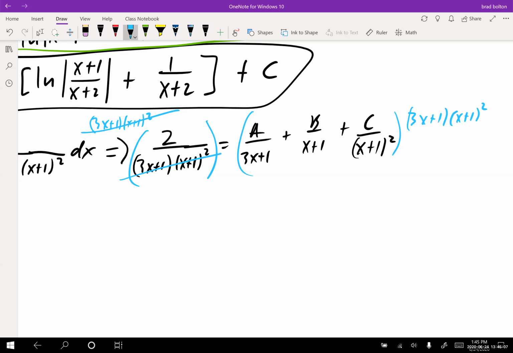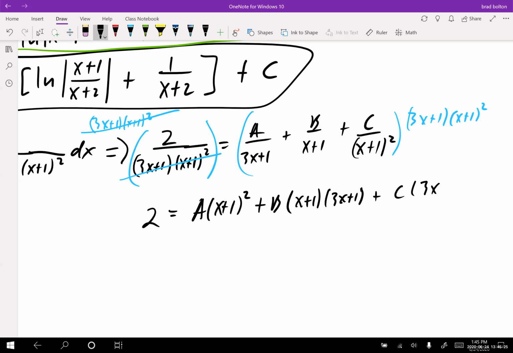Then we come over here, and this will cancel with this, just like it always does. This should be something you're getting comfortable seeing. This will become a times x plus 1 quantity squared, plus b times x plus 1 times 3x plus 1, plus c times 3x plus 1. So everything cancels.